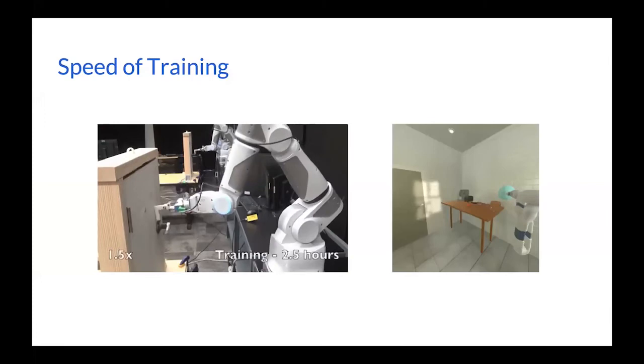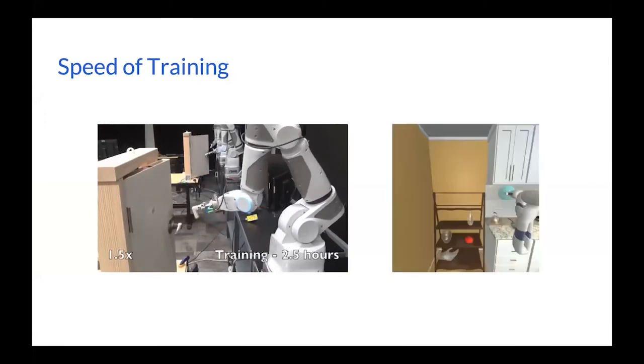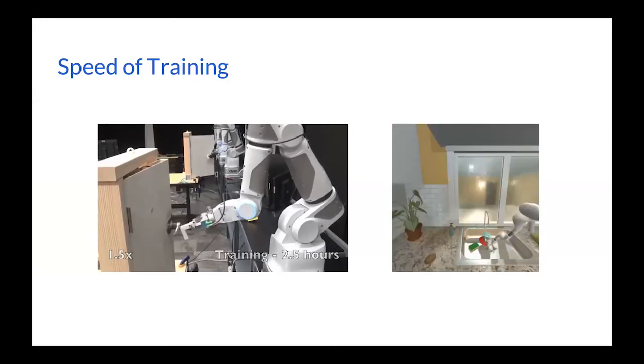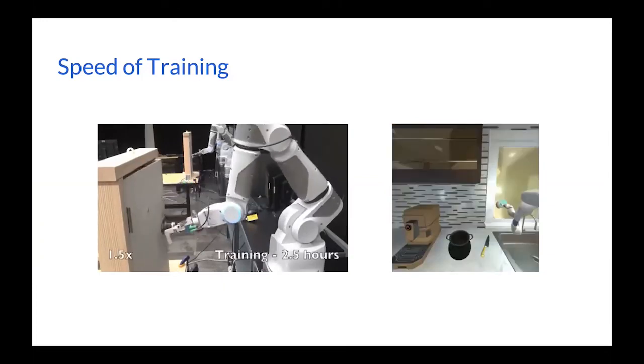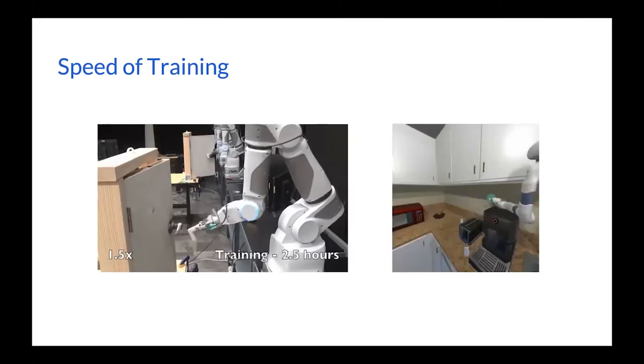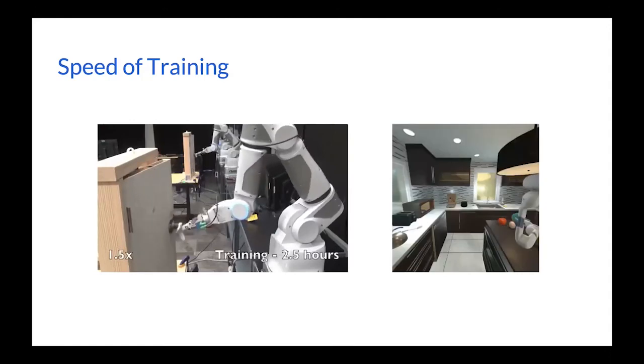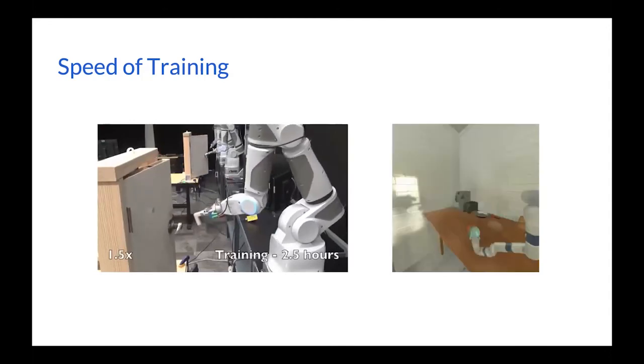On the other hand, simulation allows us to perform lots of iterations of training, and because we can render hundreds of frames per second, we can easily try different learning algorithms and different types of methods.